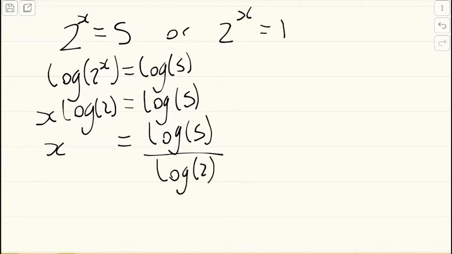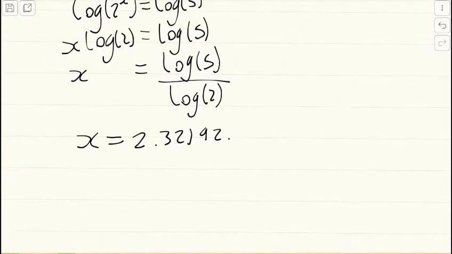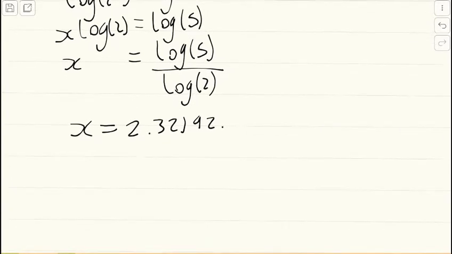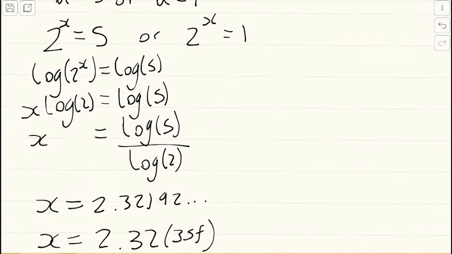Okay, and I'm just going to check what is that on the calculator. The calculator would give me x equals 2.32192 and so on, which is going to be equal to 2.32 to 3 significant figures.